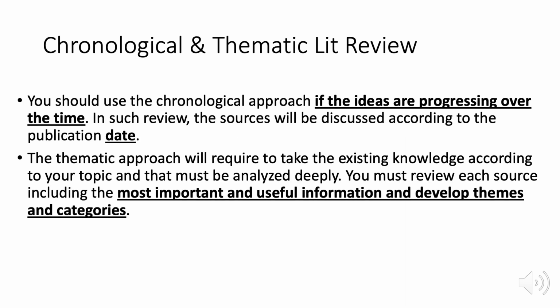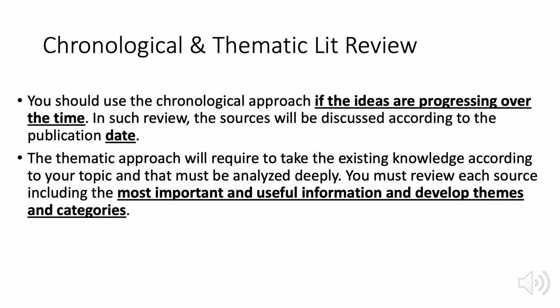Now, let's talk about the two different types of literature review, which are very common at the graduate and postgraduate levels. There are two types, of course: a chronological and a thematic literature review. Chronological and thematic are the most popular. You should use the chronological approach if the ideas are progressing over time. It's all about the time, the date. In such a review, the sources will be discussed according to the publication date.